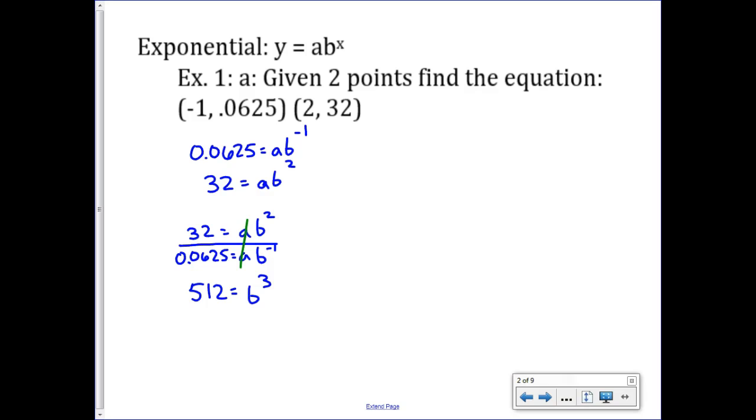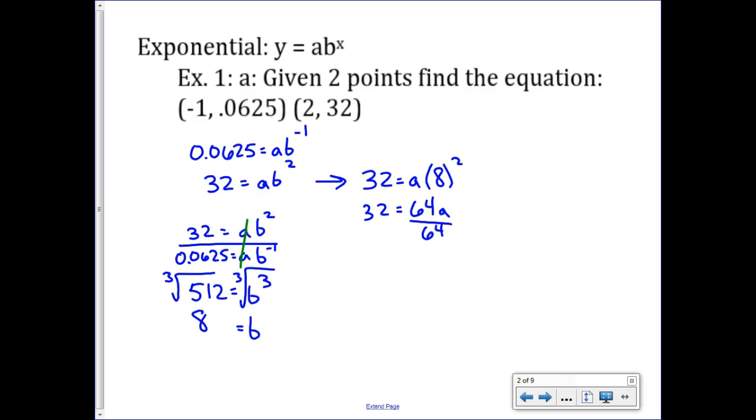Well, that I can solve because I can take the cube root of both sides. So the cube root of b to the third is just b. The cube root of 512 is 8. So b equals 8. Then I can use either one of my functions, but I'm going to go back to this 32 equals a times 8 squared. So then I have 32 equals 64a, divided by 64 on both sides. So a reduces then to 1/2.